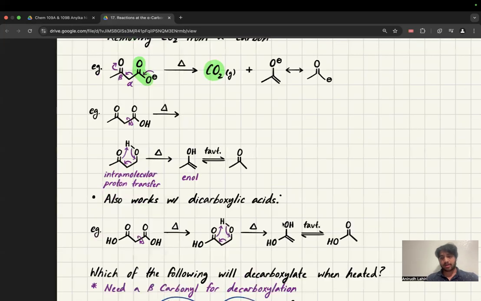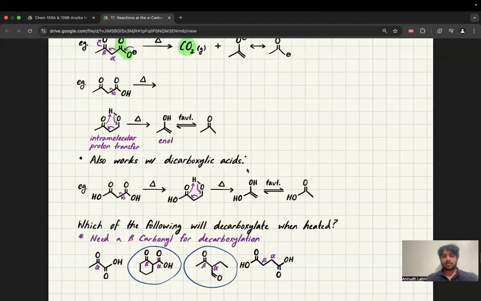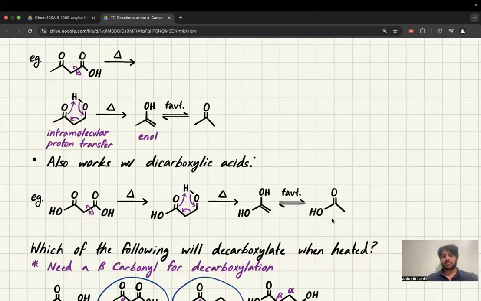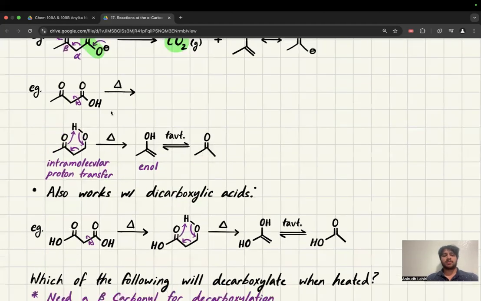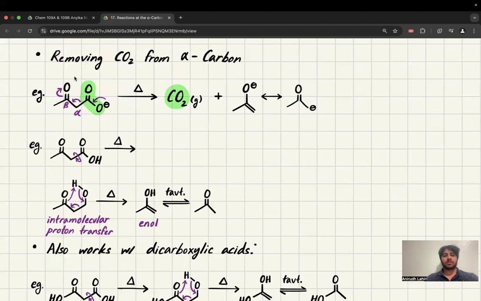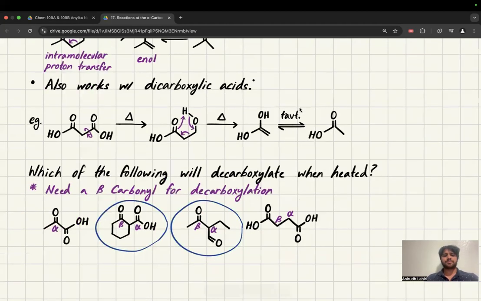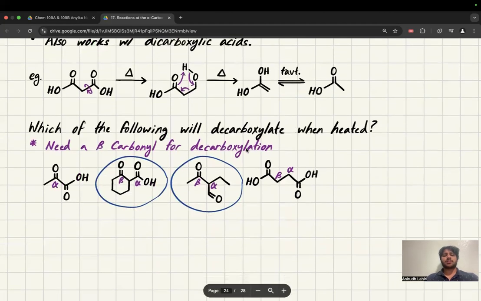This also works with dicarboxylic acids. And with that, you just end with the carboxylic acid, right? So predict the products: you cut here, this is what you ended with. Predict the products: you cut here, this is what you ended with. Predict the products: cut here, this is what you ended with. Cool. Which of the following would decarboxylate when heated?